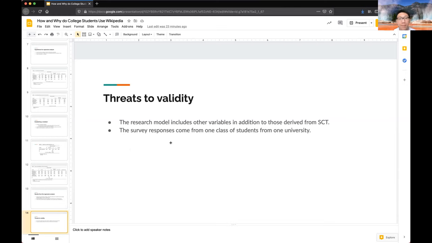Another thing they note, which I believe is also a threat to external validity, is that the survey only comes from one class of students. I believe they surveyed maybe freshmen or juniors, I don't exactly remember. And also only from certain majors, I believe English or communication or something, and it's also only from one university. So that is a narrow demographic. One example they gave of a possible hidden influence is that maybe their professor just told them not to use Wikipedia, and that could be a big influence on their actual use of Wikipedia during the semester they surveyed.